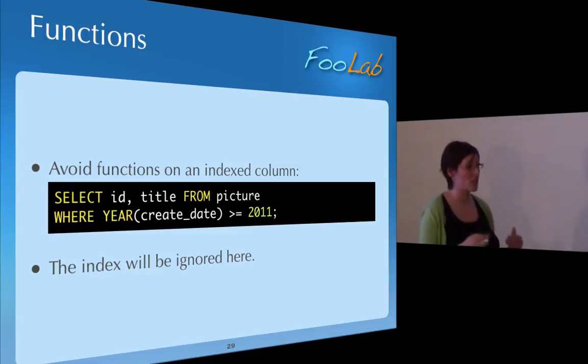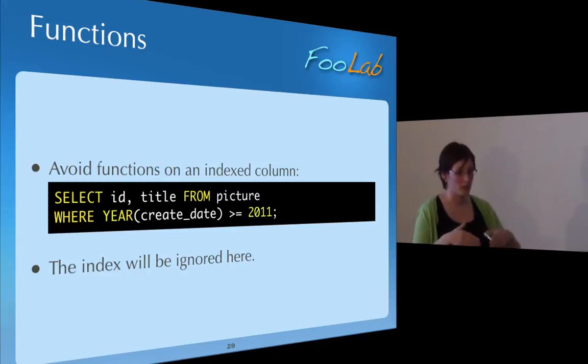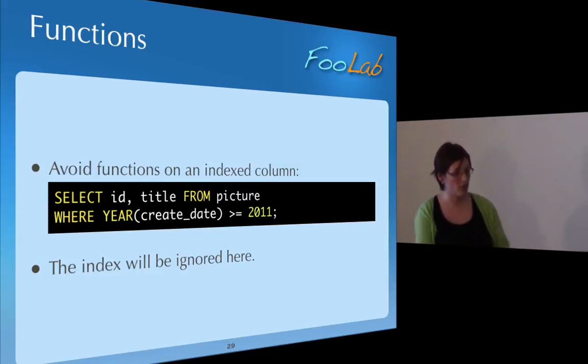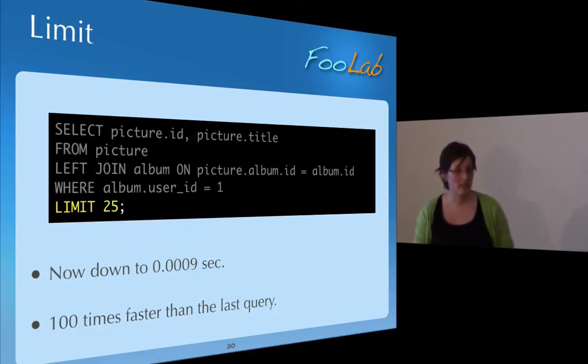So you can also change something in the way you structure your queries in order to get faster results. For example, avoid using functions on an index column, because when you use a function, the index gets ignored. For example, if you have a create date, so you want to query all your pictures that are from 2011 and higher, then you will use a year function on your column, and if this column has an index, it's going to be ignored, because once it starts manipulating the data that's inside, it can no longer use the index.